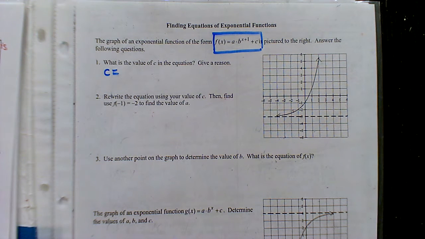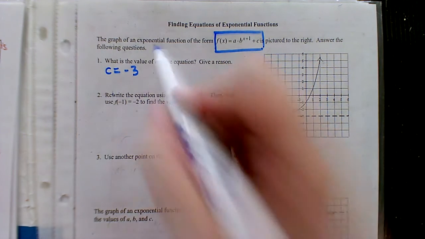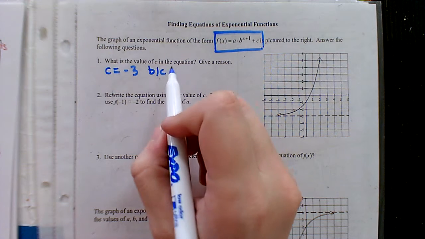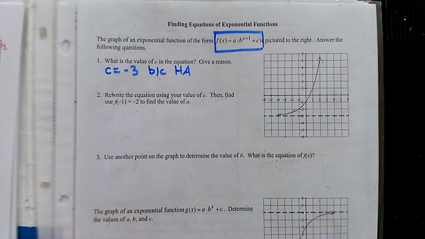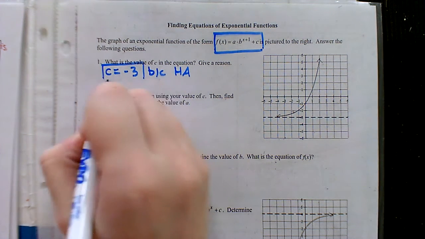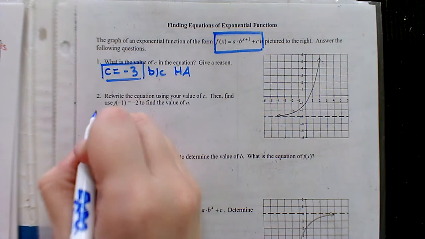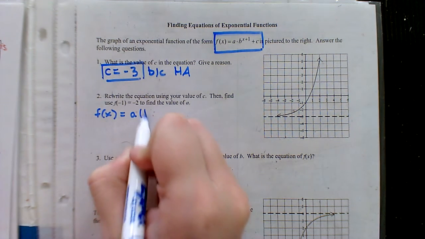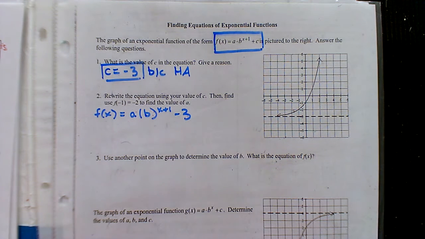Go ahead, Summer. Negative 3. All right, so how'd you know? It's the horizontal asymptote. Okay, so what I would do is as soon as you figure out what the number for a letter is, I would rewrite the equation. So we're going to do that down here. F of x equals a times b to the x plus 1 power, and we need a -3 on the end.